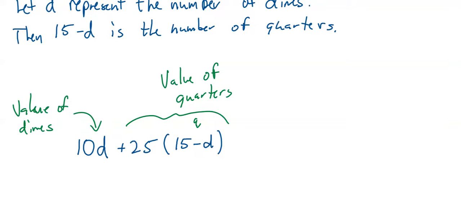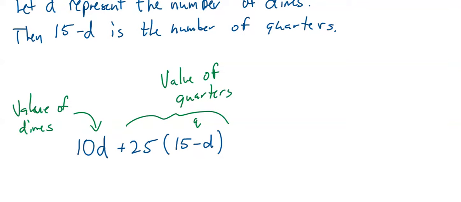Folks, this is like the most important thing you got to get out of today. You have to understand why we did this. D is the number of dimes. What if it was 4? Then the value of the dimes would be 10 times 4. 10 times 5, 10 times 6, 10 times 8. We don't know how many dimes there are. What about the quarters? That's the number of quarters. If I have 4 dimes, I have 11 quarters. 15 minus 4 times the value of 1 quarter.